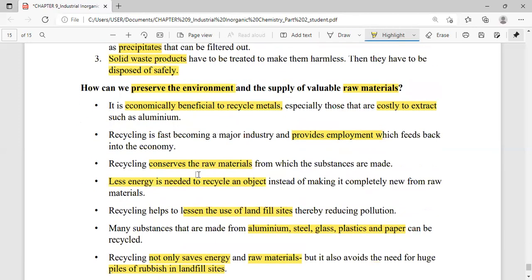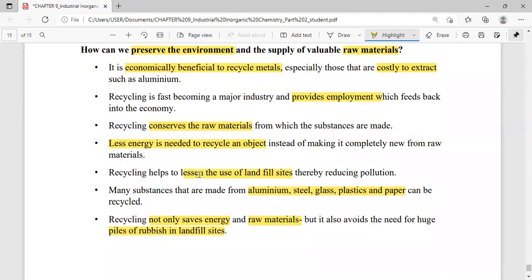Any questions on chapter 9, students? Chapter 9, initially we started with the extraction of iron, then the conversion of iron to steel, and then we learned about the Haber process, the contact process, limestone, and so on. Do you have any questions?